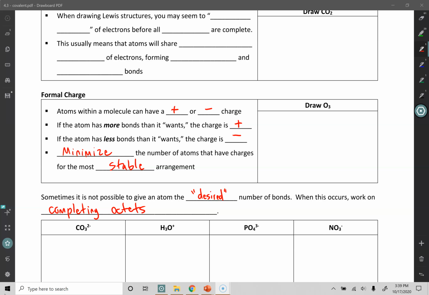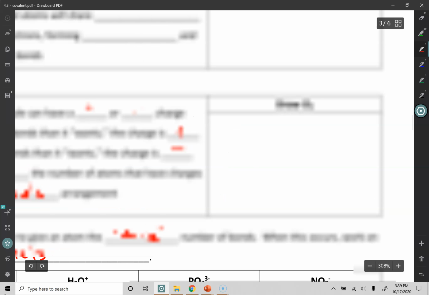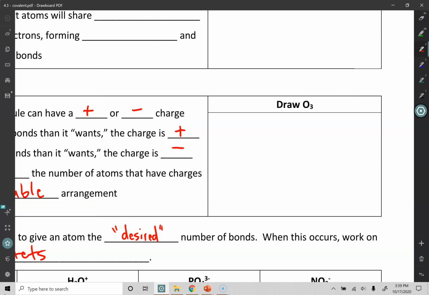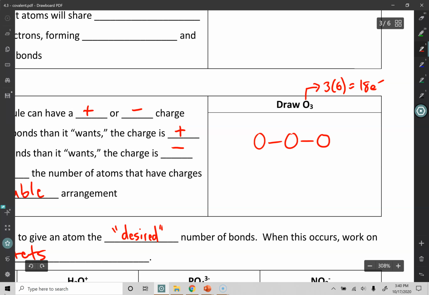All right, so let's take a look at O3, ozone. Ozone is a molecule that is going to end up with atoms that have a formal charge. O3 are 3 oxygen atoms with 6 valence electrons each. So I've got 18 valence electrons that have to be drawn in my structure. All right, let's try this out. Well, it's only oxygen, so I guess 1, 2, 3.